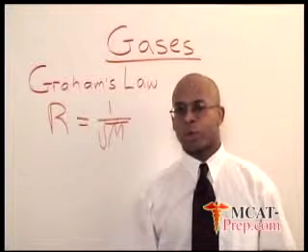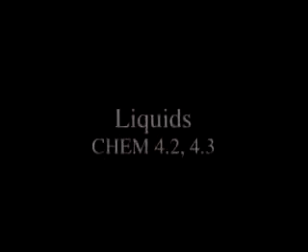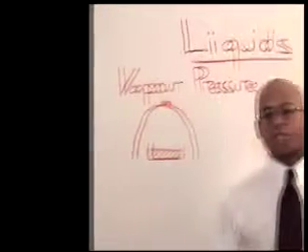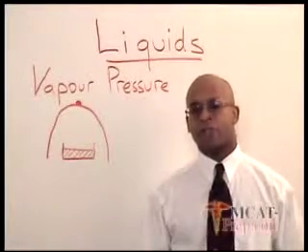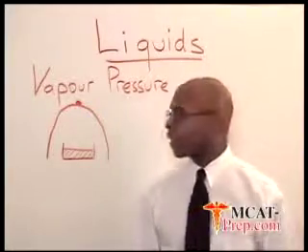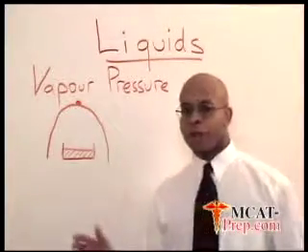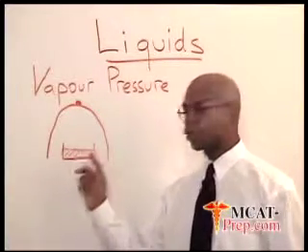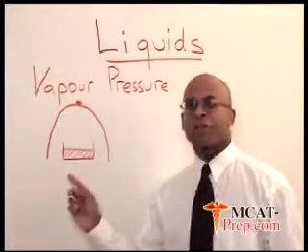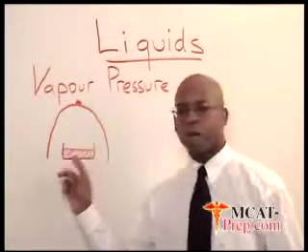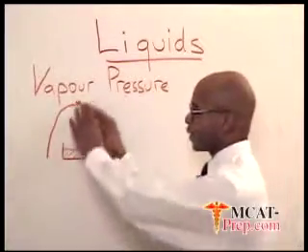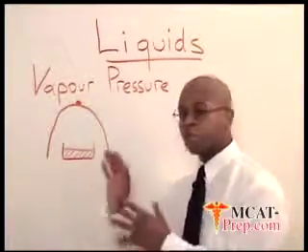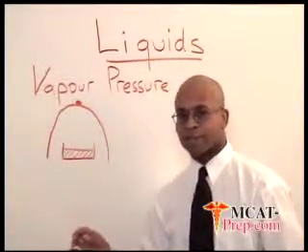Now we're going to look at liquids. Vapor pressure is one of the fundamental concepts to do with liquids. Let us consider the following. This is a petri dish, and in it there's just some liquid. For example, let's say there's water in here. And then this is a bell jar, so it creates an enclosed space.